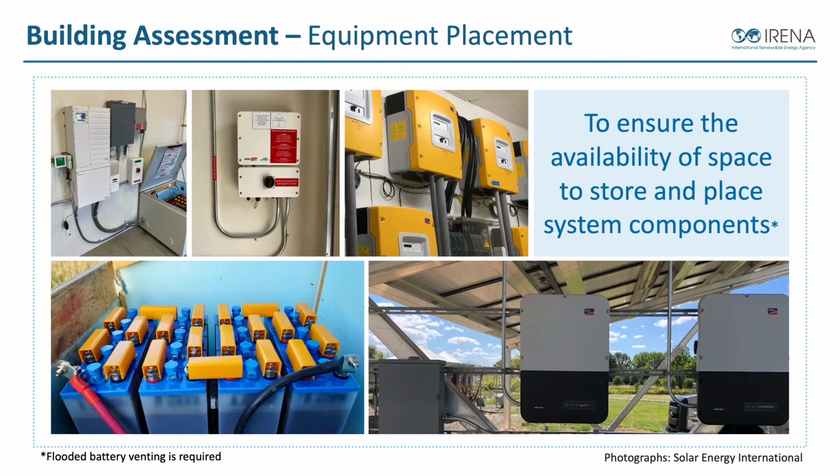Another thing we need to assess when we're looking at our site for solar is the equipment placement. We need to ensure the availability of space to store and place system components. Now, this is going to vary a lot, of course, because it's going to be different depending on the type of system. We've already talked about a lot of these different types of systems, being off-grid with energy storage or utility interactive and no battery. So sometimes if we're looking at things like a grid-connected system that's on a residence, we may have one small inverter. It doesn't take up a lot of room. It just needs a place on a wall to be hung.